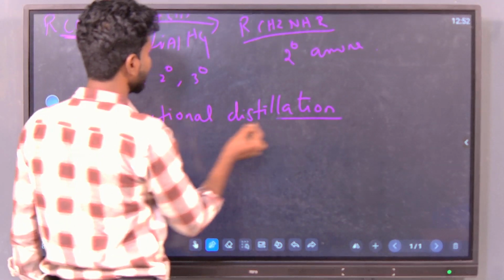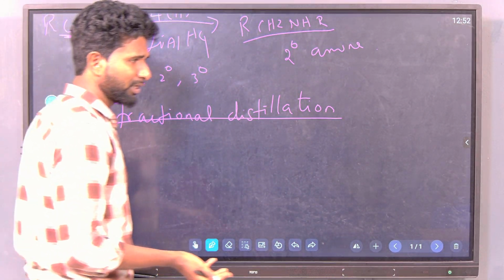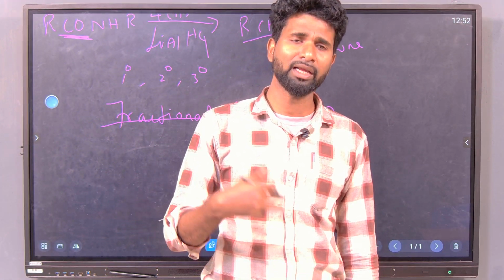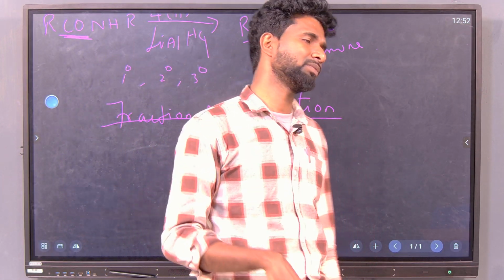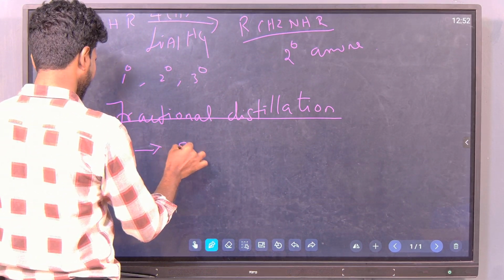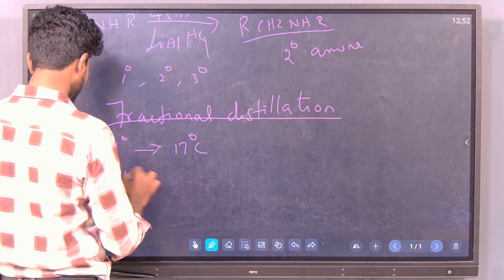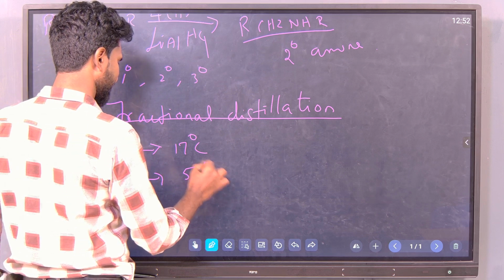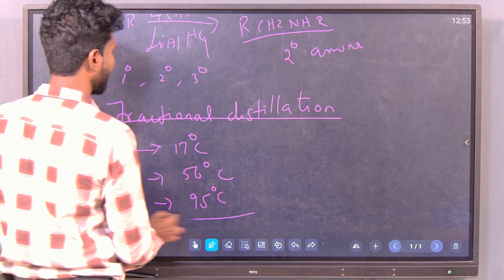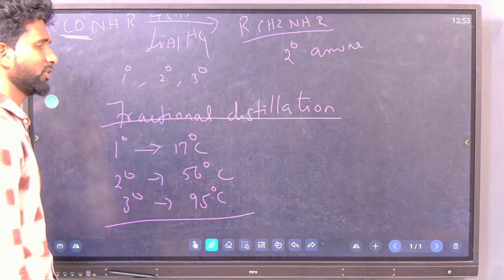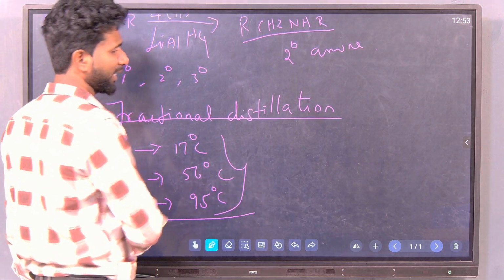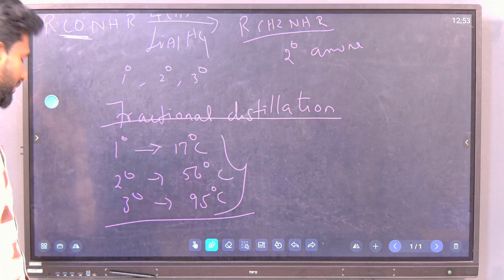What is the fractional distillation method? The three substances have different boiling points. The substance with the lower boiling point is volatile first; we collect the vapor and condense it, and we get back the same substance. The primary amine boiling point is 17 degrees Celsius, the secondary amine 56 degrees Celsius, and the tertiary amine 96 degrees Celsius. So the mixture is taken in the fractionating column and heated; each vaporizes at a different temperature, we collect the vapor and condense it, and we get back the three classes of amines.